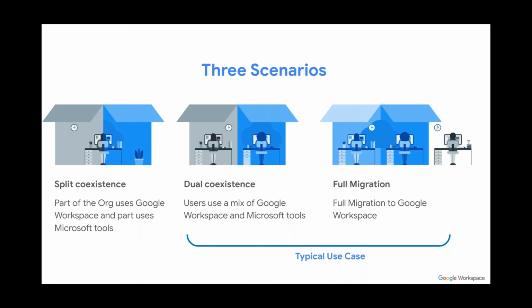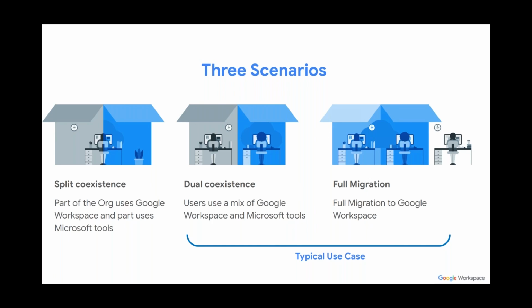So let's talk about one of my fun topics, which is, well, my customer is on Microsoft and is worried about transitioning or what that looks like. Interoperability is important, and it's important to understand, especially when you're talking to your customers, what they can do with interoperability. You generally will have three scenarios where customers want to use Workspace and Office at the same time.